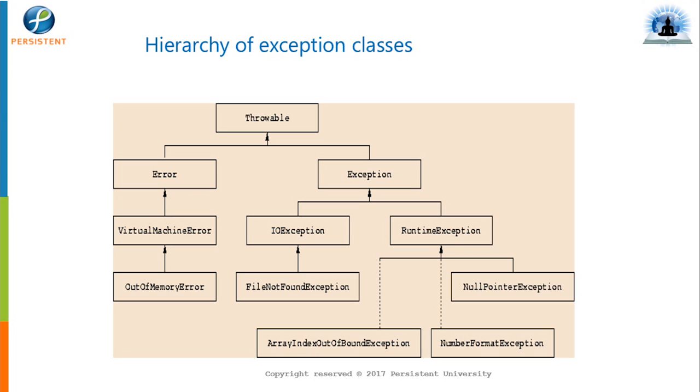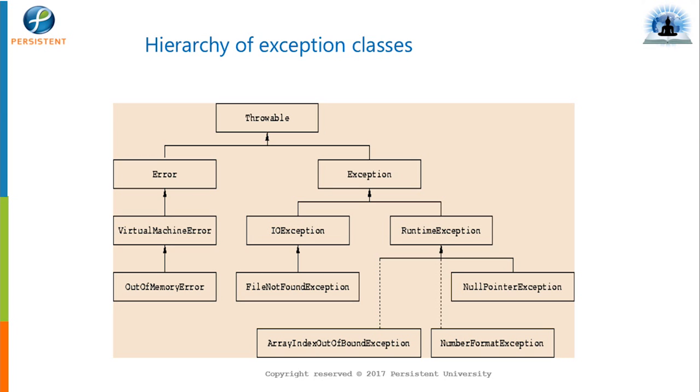Remember this. IO exceptions are also called compile time exceptions, and runtime exceptions occur at runtime by default. So IO exceptions can be called compile time exceptions or checked exceptions. In case of runtime, this is a runtime exception or unchecked exception.